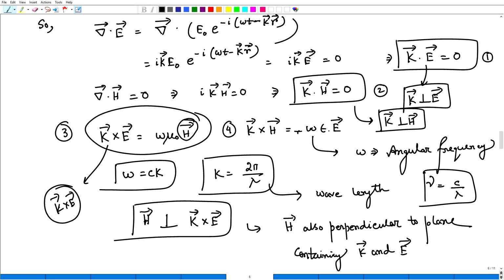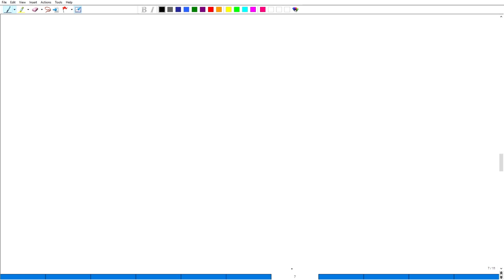So from here we can say that all three, k is perpendicular to H, perpendicular to E, and also H is perpendicular to E. So all three are perpendicular to each other.